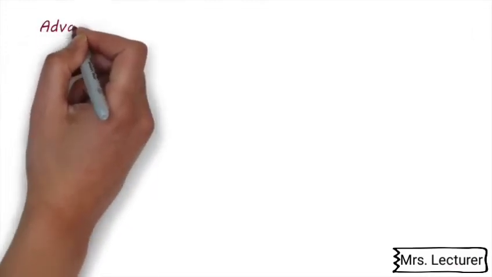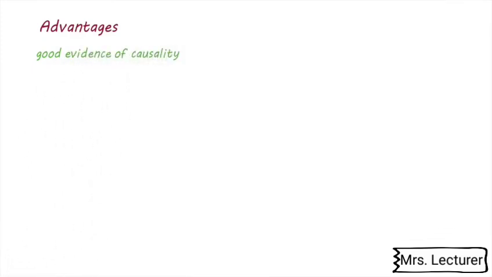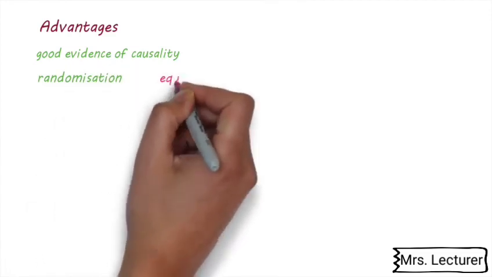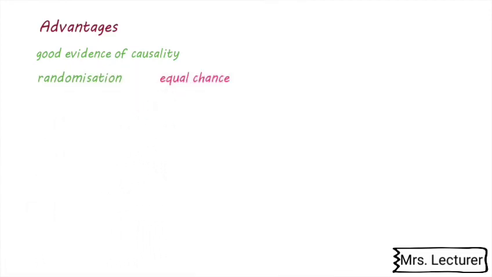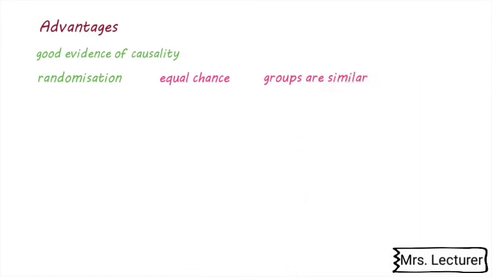The main advantage of a randomized control study is that it can provide good evidence that the intervention led to an outcome. Randomization ensures that both groups have an equal chance of receiving the intervention and that they have similar characteristics. This way, the effect of the intervention can be determined without other factors influencing the outcome.